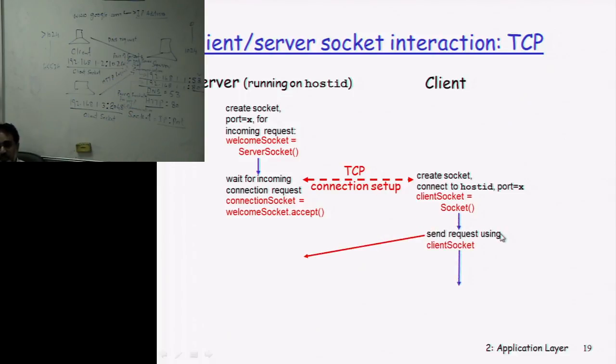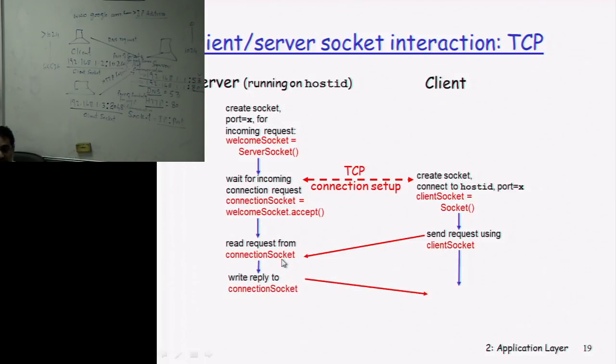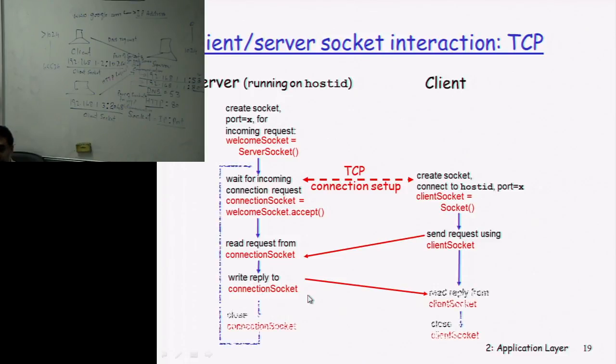Then the client sends requests using the client socket. Here the server reads the request from the connection socket and writes a reply to the connection socket. The client socket reads the reply coming from the server and closes the connection, and here also it closes the connection. Closing will close this socket, switch it off, and the connection will be torn down.